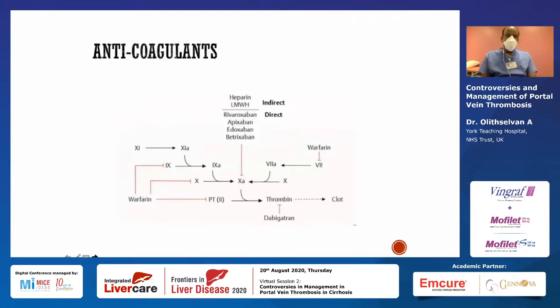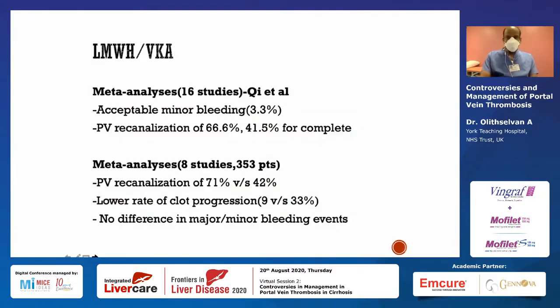So coming on to the anticoagulation groups of drugs, you have the traditional warfarin, which acts on the clotting factors. Then you have the low molecular weight heparin, which has indirect action on factor 10A. Then the new anticoagulants, which are rivaroxaban, apixaban, edoxaban, betrixaban, and dabigatran, which have direct action on the 10A and the thrombin formation.